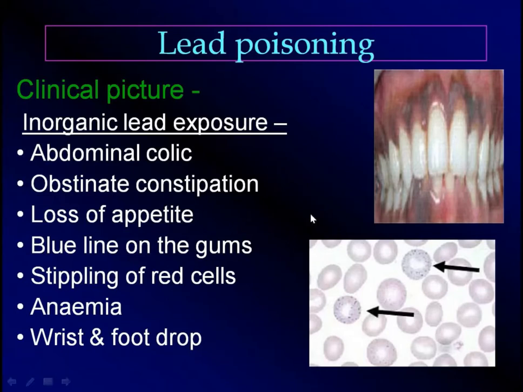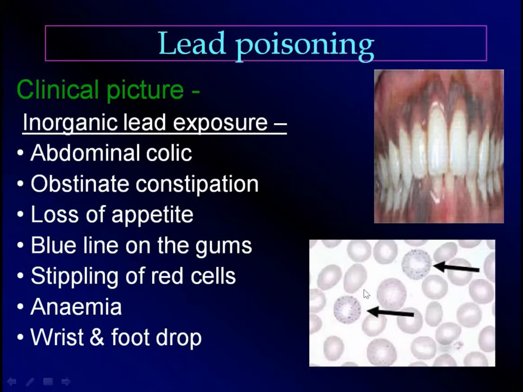This point is very important. You can see here in the picture, this is the blue line. I don't know how clear it is for you, but this is how the blue line is formed in the gums. Another important point is that you can observe stippling of the red cells in histopathology. In this second picture, wherever the arrow marks are, this is called stippling. Stippling means there will be the presence of very small dotted structures in the RBC. You can see there is a difference between this cell and this cell. This red cell is called a stippled red cell. This is a characteristic feature of lead poisoning.